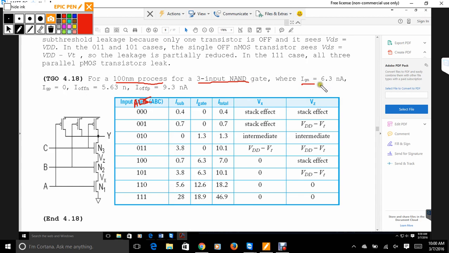for NMOS transistors is 6.3 nanoamperes. Our gate for PMOS transistors is 0. Our off for NMOS transistors is 5.63, and our off for PMOS transistors is 9.3 nanoamperes.